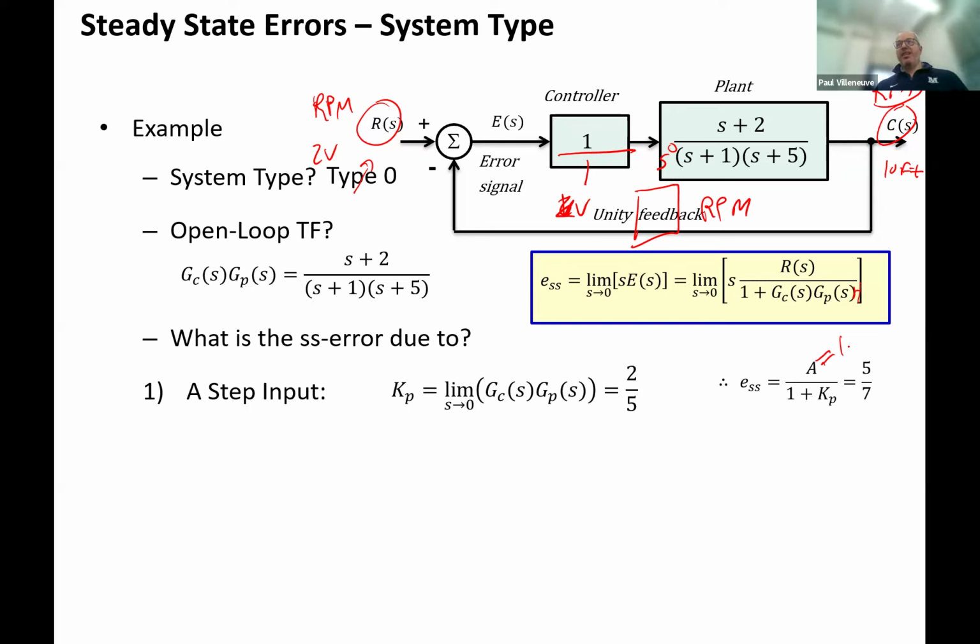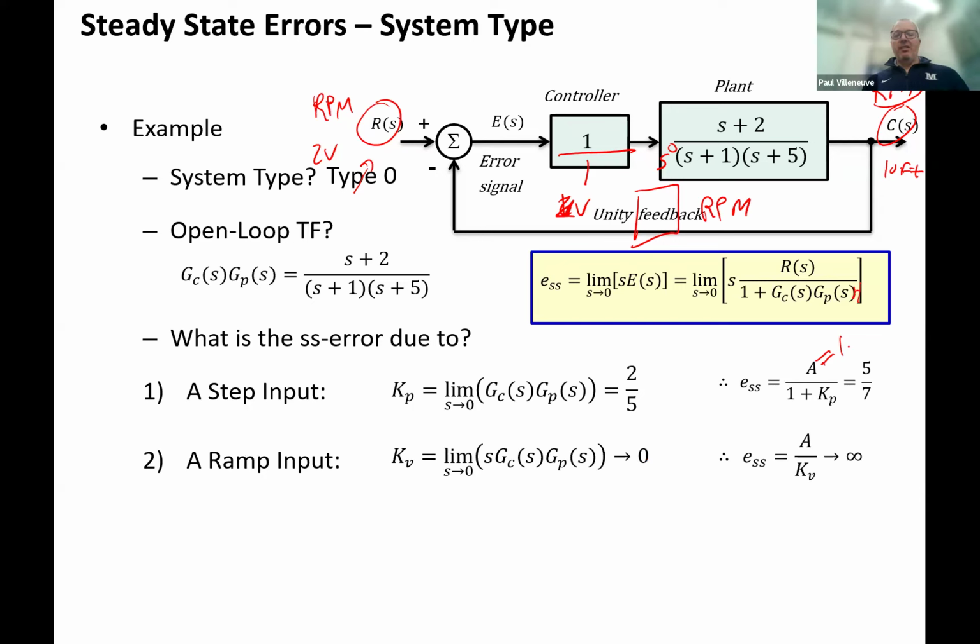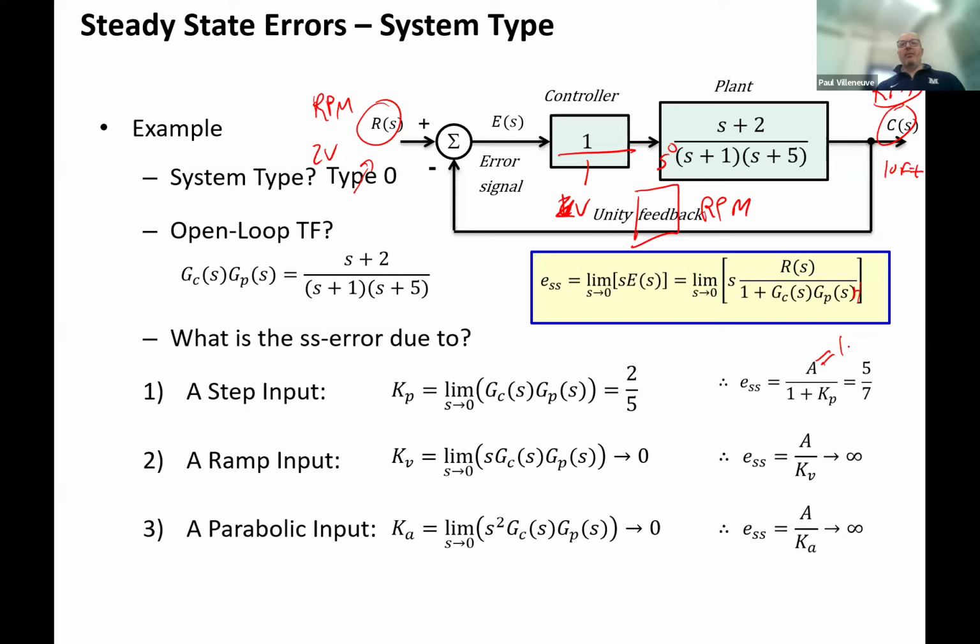Now, if we have a non-zero steady state error for a step input, then for any input that's greater, ramp or parabolic, you don't have to do the calculation. You know that that's infinity. You can check it if you want, but you're going to get a velocity constant equal to 0 and a steady state error equal to infinity, and the same thing with a parabolic input.